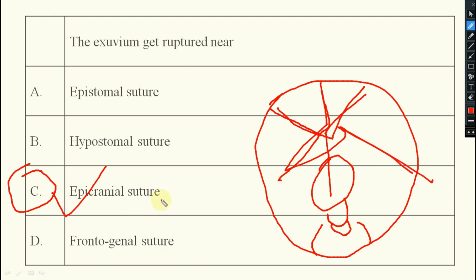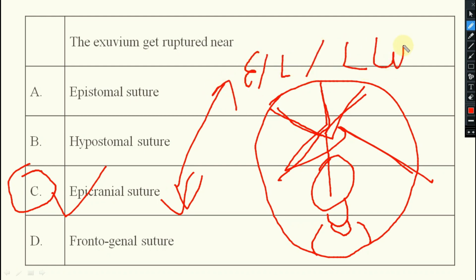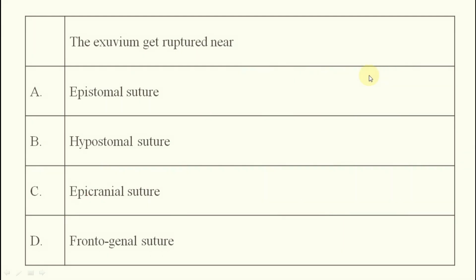Okay, epicranial suture. This is also known as what? Your ecdysial line or line of weakness. Remember, this is also the ecdysial line or line of weakness through which ecdysis will happen.